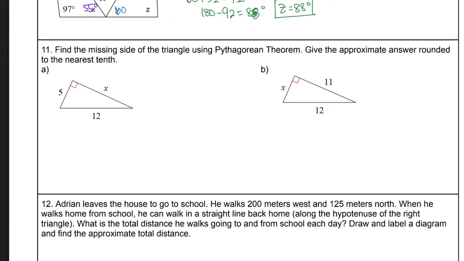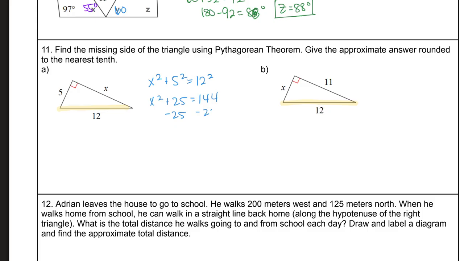So Pythagorean theorem is a squared plus b squared equals c squared. So it's important to make sure that we identify what is the hypotenuse in these triangles, because we know that the hypotenuse is the thing that goes by itself when we're doing Pythagorean theorem. So for A, it's going to be x squared plus 5 squared is equal to 12 squared. Leg squared plus leg squared is the hypotenuse squared. So this is x squared plus 25 is equal to 144.